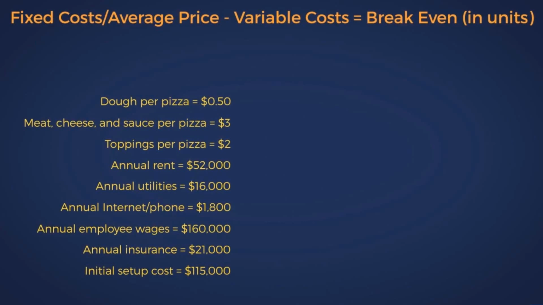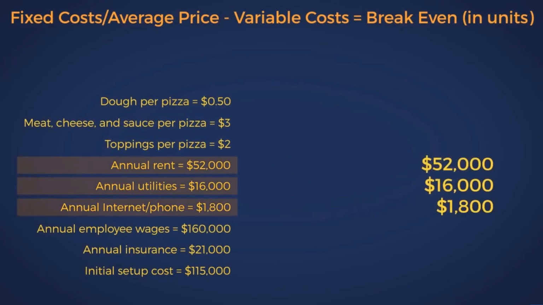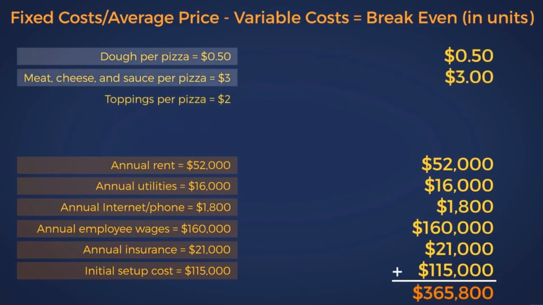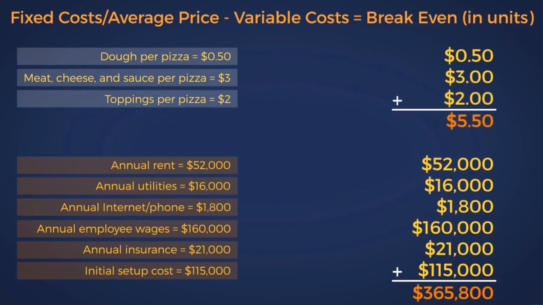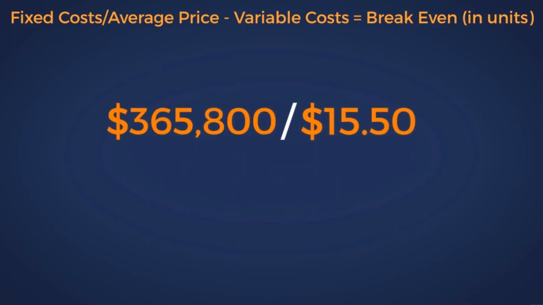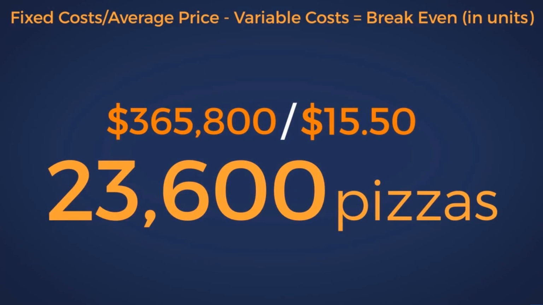Like before, add the fixed costs of rent, utilities, internet and phone, wages, insurance, and setup cost for a total of $365,800. Then calculate the variable costs, dough, meat, cheese, sauce, and toppings, for a total of $5.50. Subtract that value from the gross price per pizza for a net revenue of $15.50 per pizza. Plug the numbers into the formula. $365,800 divided by $15.50 equals 23,600 pizzas required to break even in their first year. Neil and Brenda better get cooking.